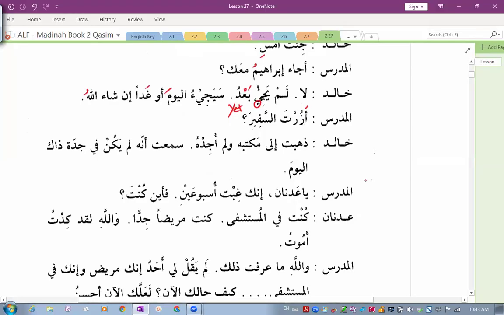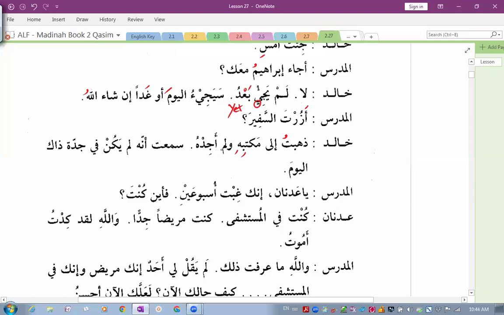Zahabtu ila maktabihi. I went. Zahabtu. I went to his office. Ila maktabihi walam ajidhu. But I did not find him. I did not find him.